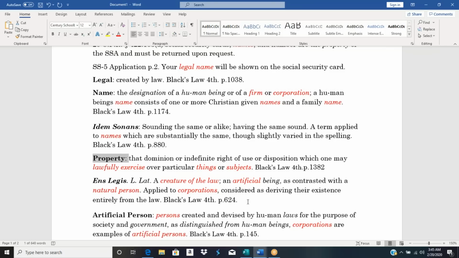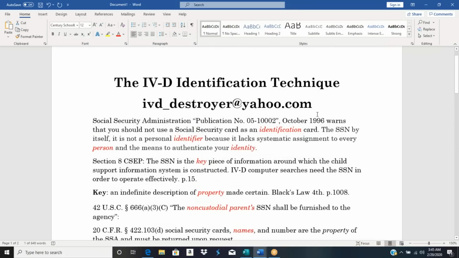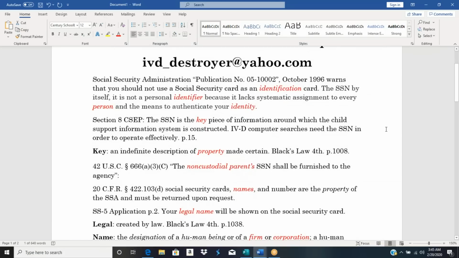All right, but so that being said, gentlemen, this is the 4D identification technique. This right here proves beyond a shadow of a doubt that you are not the non-custodial payrent. You are not identified by a social. The social is the key piece of information which child support gets how they track your shit. If you got anything secured under that social, bank account, car loan, vehicle registration, insurance, your apartment, whatever, that's not you. All right.